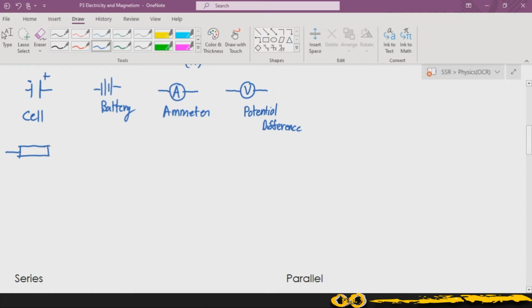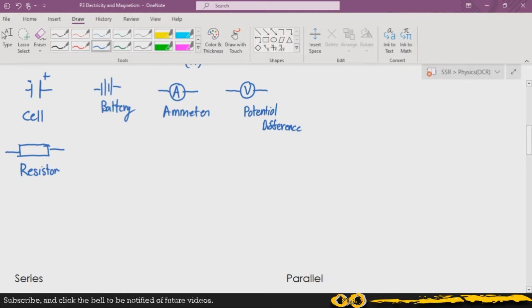The next symbol you'll need to know is the resistor. This is very commonly confused with the fuse, where there is a line down the center of it, but you will not be having to draw fuses, so you should always make sure that you're drawing your resistors without anything in that central box.